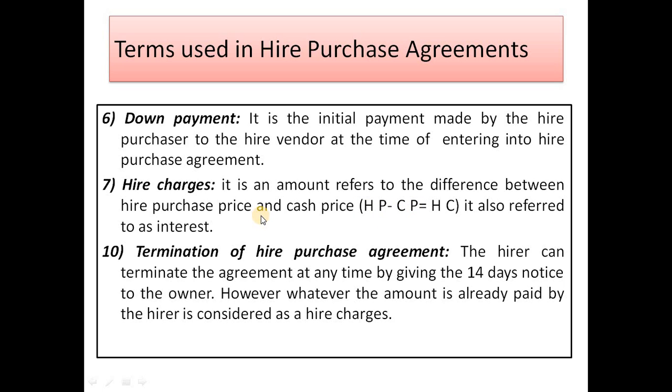So it is also called interest. Then the next is termination of hire purchase agreement. The hirer can terminate the agreement at any time by giving 14 days notice to the owner. However, whatever amount is already paid by the hirer is considered as hire charges. It means he is not going to get back any part of the amount that he has paid to the seller as installment. That is going to be considered as hire charges, interest. He is not going to get back anything from the seller, but he can terminate the hire purchase agreement at any time before the end of the agreement by giving 14 days notice.